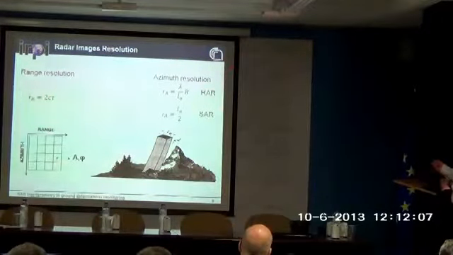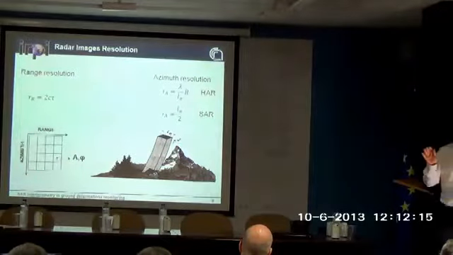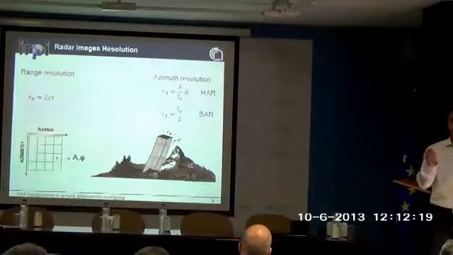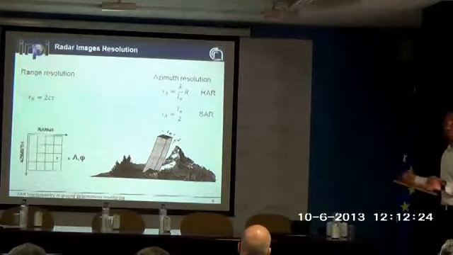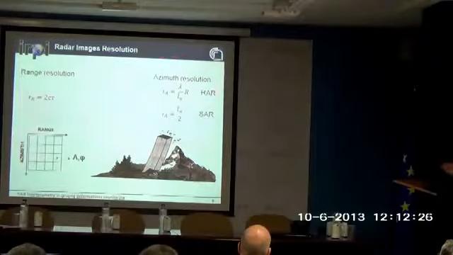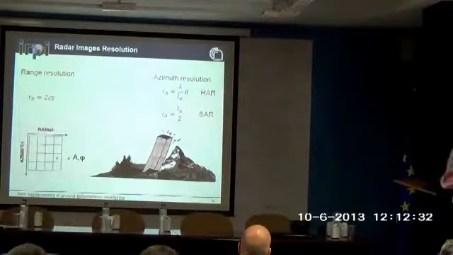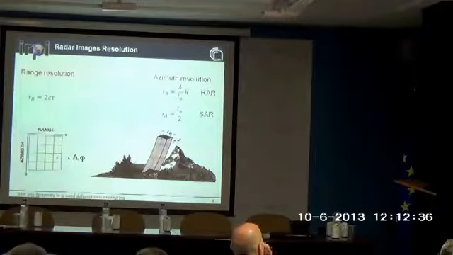The azimuth resolution: this is the pulse, these are the resolution cells, and these are the pixels, because you have to imagine a radar image as a series of pixels, each one with information. Azimuth resolution, the resolution along the flight path of the satellite, is different if we use a real aperture radar or a synthetic aperture radar.